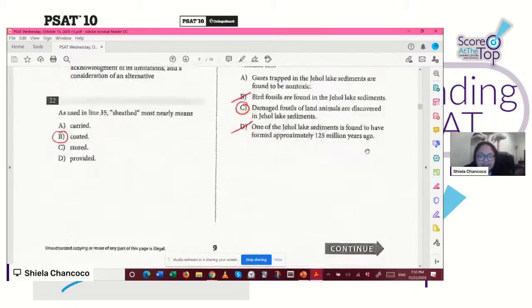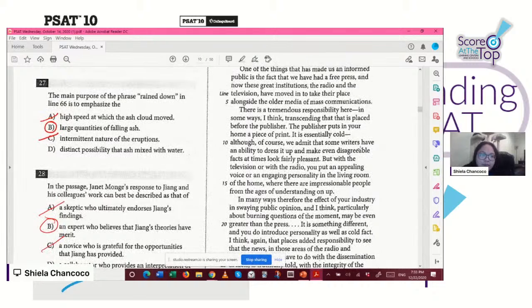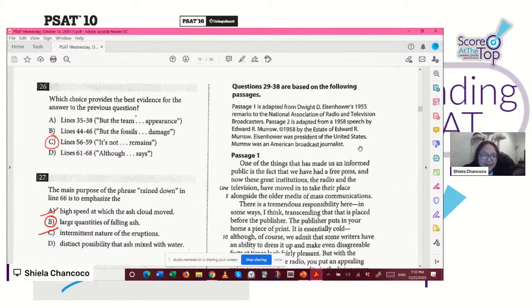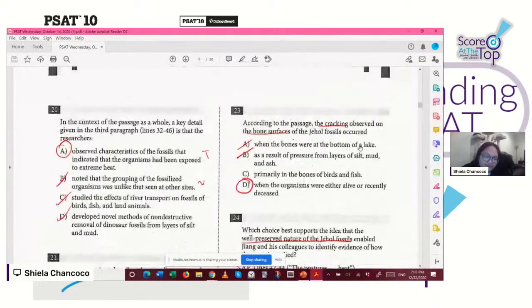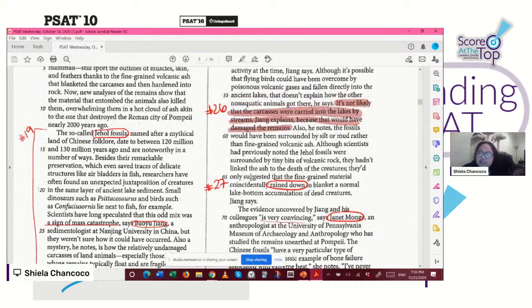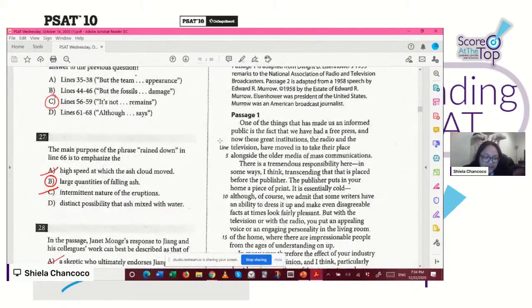All right. So two more questions on here and then we'll move on to writing real quick. The main purpose of the phrase "rain down." Okay, so rain down, when you're being rained down, it's falling like crazy, right? So rain down here. They'd only suggested that the fine-grained material coincidentally rained down to a blanket of normal lake bottom accumulation of dead creatures. So rain down means that there was tons of debris. So here it is B.